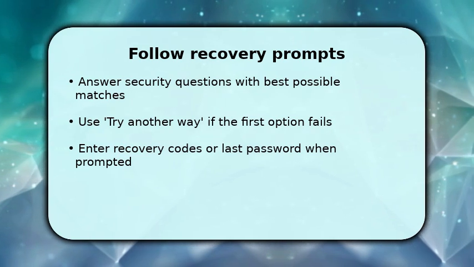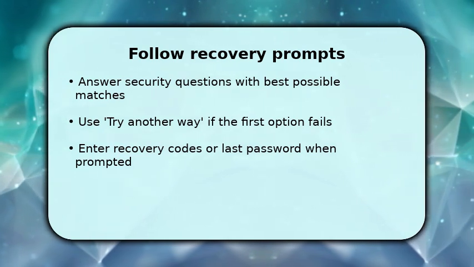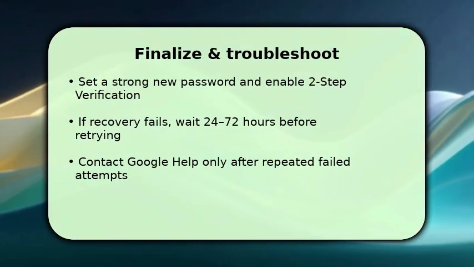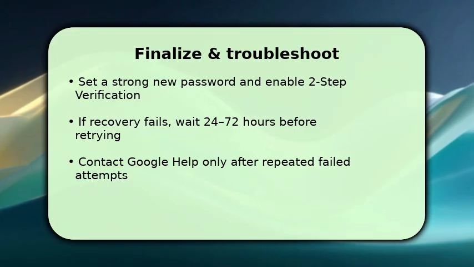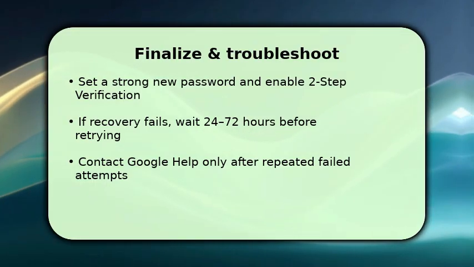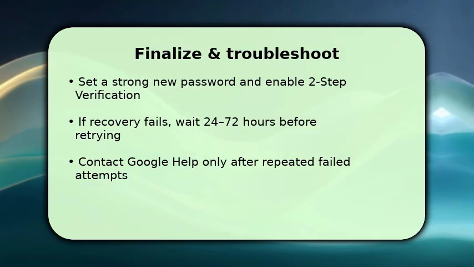Variety improves the odds. You'll finish by setting a new, unique password and immediately enabling two-step verification to prevent future losses. If Google accepts your verification, review recovery options and add a current phone and secondary email.